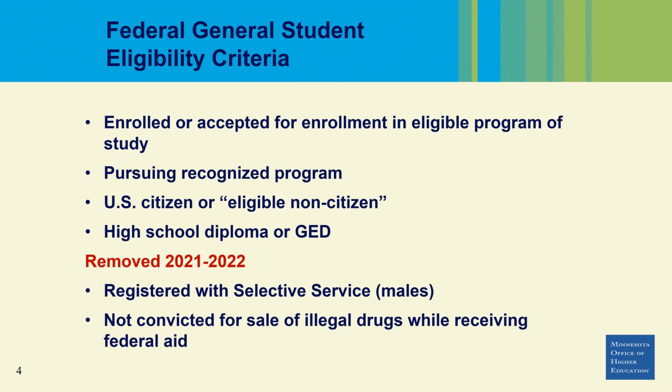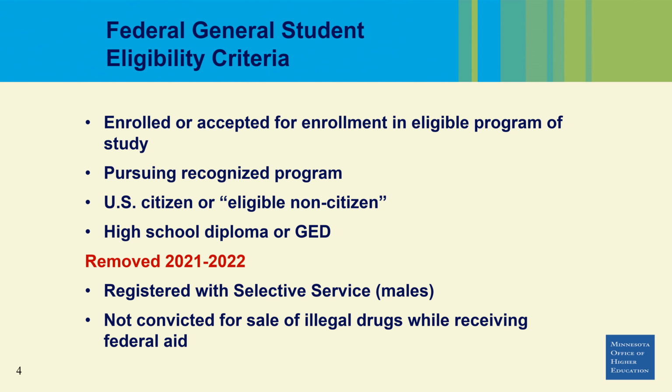First, what do you need to do to receive and be eligible for financial aid? You do have to be enrolled for or accepted for enrollment in an eligible program of study. You have to be pursuing a recognized program. You do have to be a U.S. citizen or eligible non-citizen, and you do have to have a high school diploma or a GED.